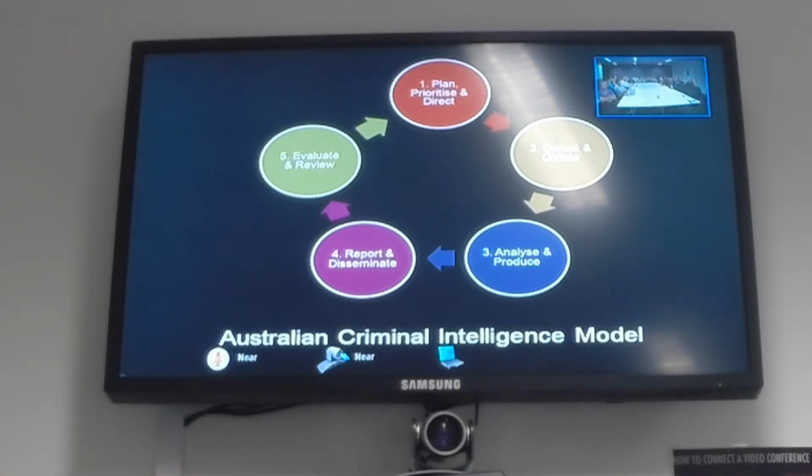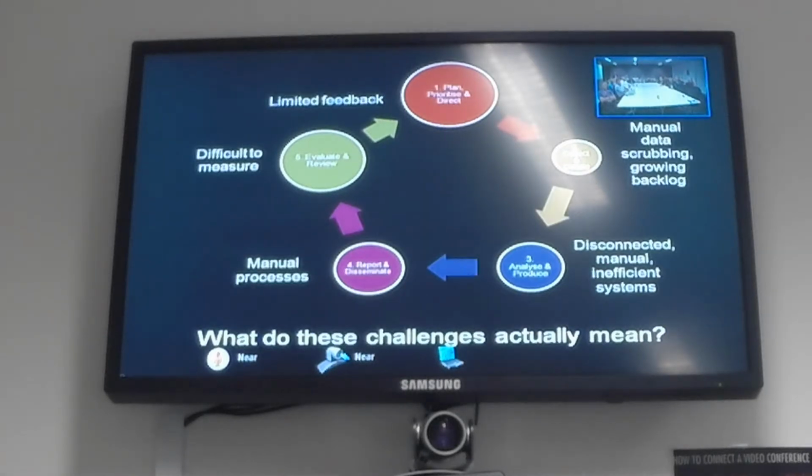And this is what it looked like at the start of Fusion. So I've constrained the bottlenecks. We had manual data scrubbing and a very, very large growing backlog of data to cleanse and get into our warehouse. We had disconnected, manual and inefficient systems. We had a lot of manual processes around reporting and dissemination. And we weren't really evaluating what we were doing. That was very manual, and still today, that is not what it needs to be.